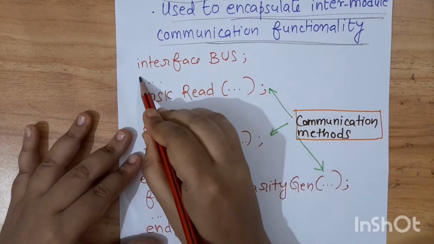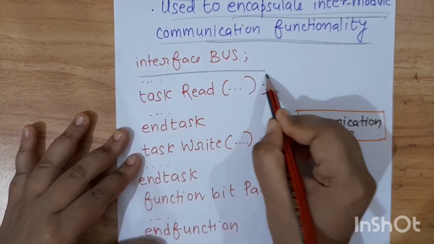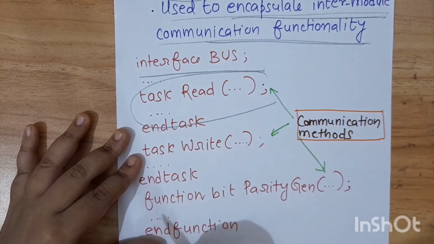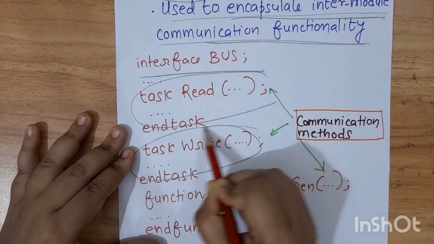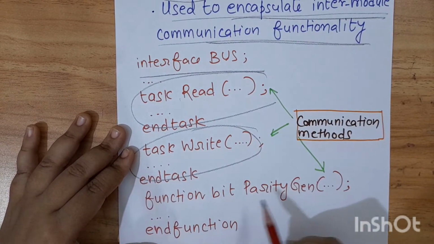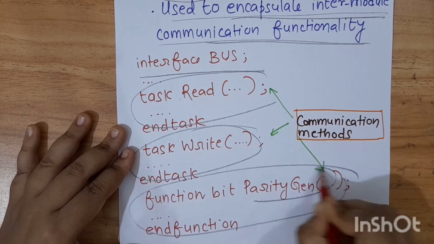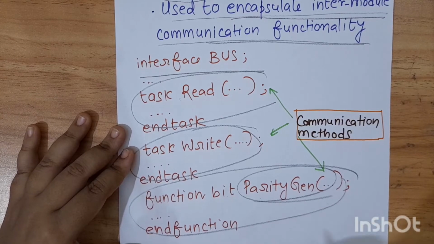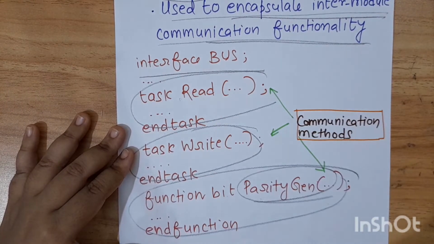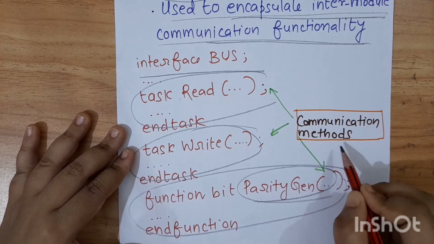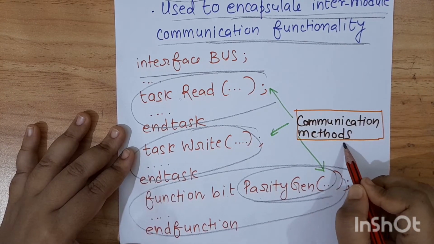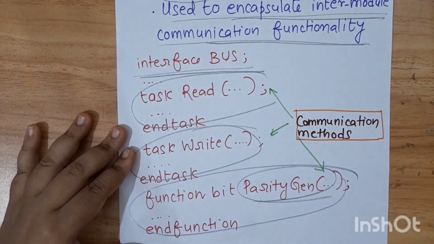So you see, interface bus, semicolon. Here I have a task read. Here I have a task write in the interface. I have a function bit parity gen, a parity generator function, and read and write tasks are there. So these are the intermodule communication methods available in interface bus.